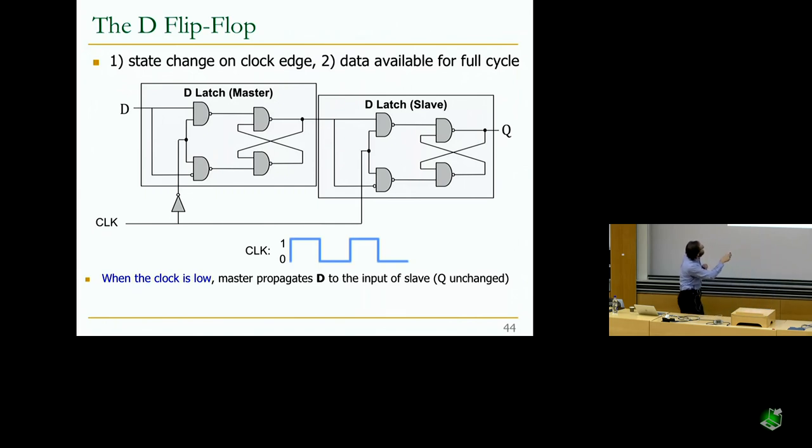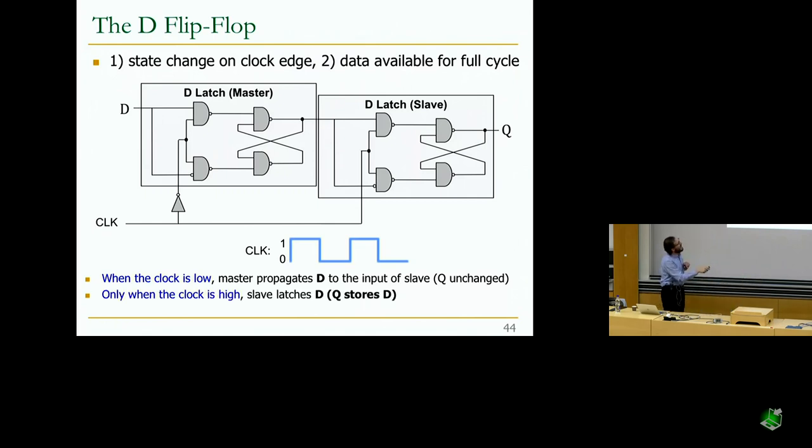And we want to ensure that even though the input changes, this doesn't change. And that's what's happening over here. Even though the input actually changed, this doesn't change because this only changes when the clock is high, okay? Only when the clock is high, the slave latch is D, or Q stores D. So basically, at the rising edge of the clock, when the clock goes from 0 to 1, Q gets assigned D. That's what we're going to assume.